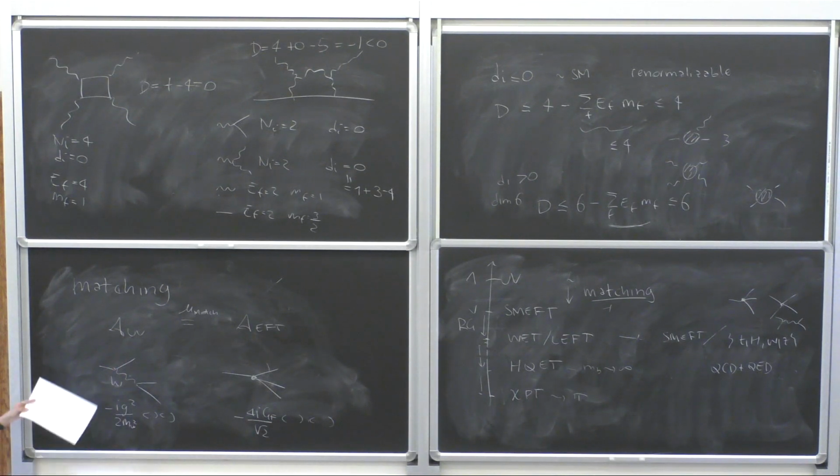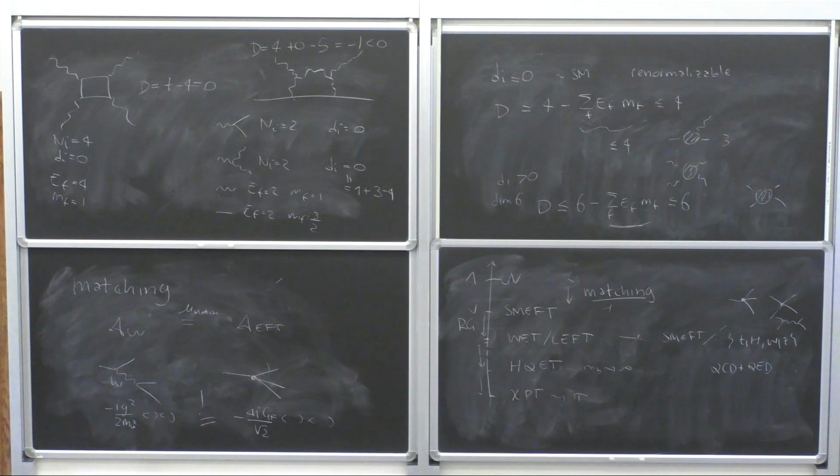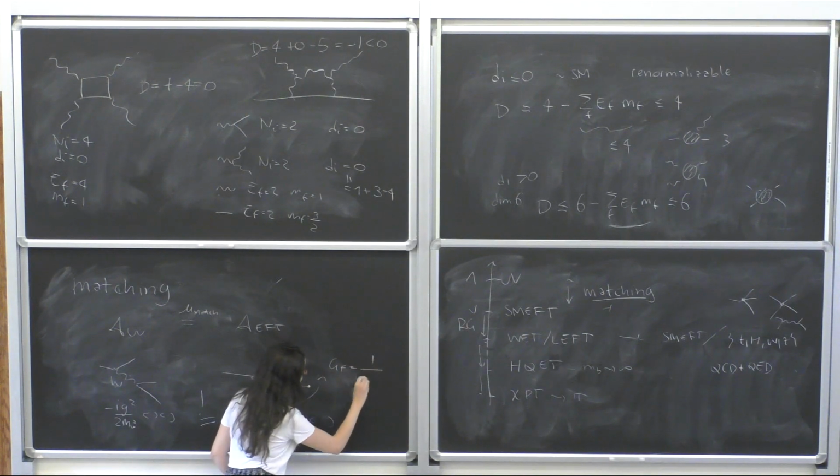So in this case, the scale doesn't really matter because we're calculating at tree level, but you can do this at one loop, and then at one loop in general, this will depend on the scale explicitly. So you really impose that they are equal. And what this step does is that it tells you that as a consequence, G Fermi has to be 1 over square root of 2 v squared.